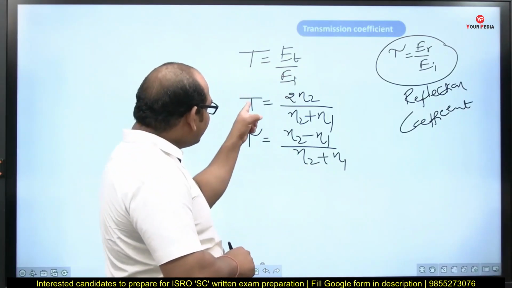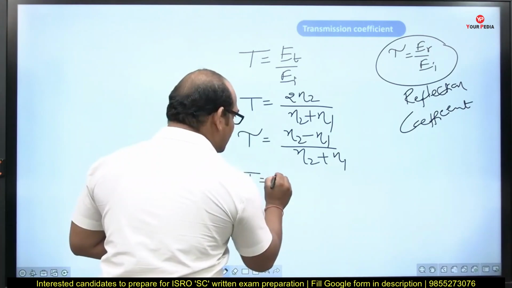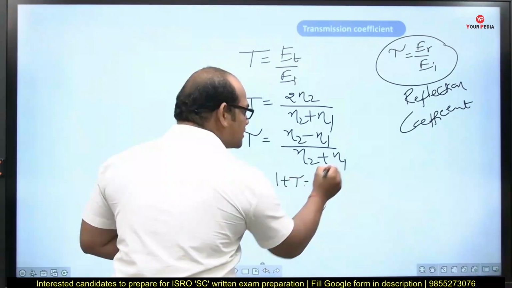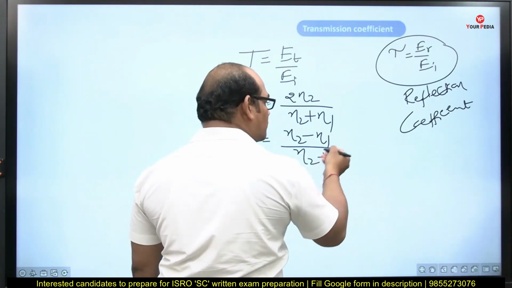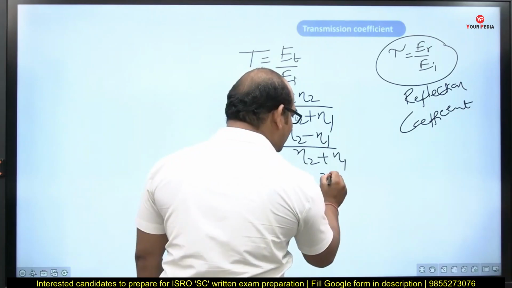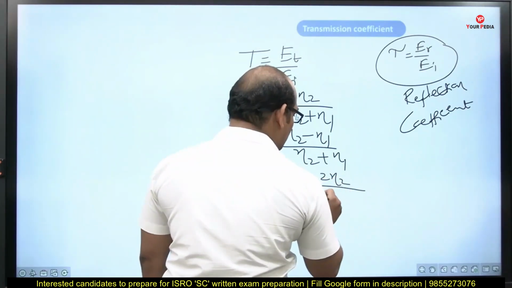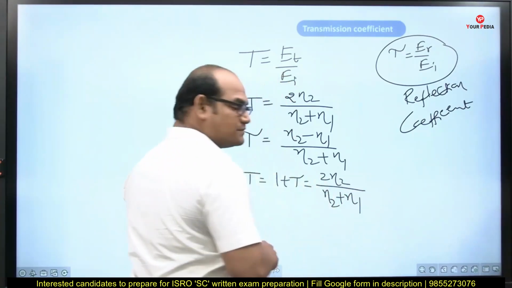Can you write this T in terms of tau? Yes, it is possible. That is T is equal to 1 plus tau. Just put here 1 and take the LCM. In the numerator also you will get eta 2 plus eta 1. So the eta 1s will be cancelled. In the numerator you will be left with 2 times eta 2, and in the denominator you will be left with eta 2 plus eta 1.